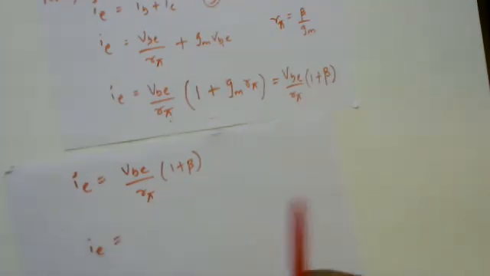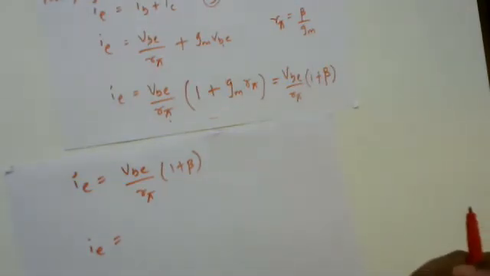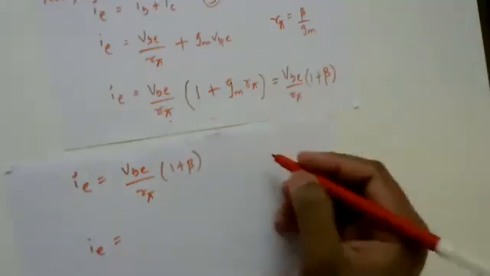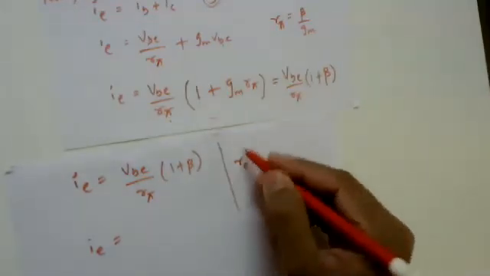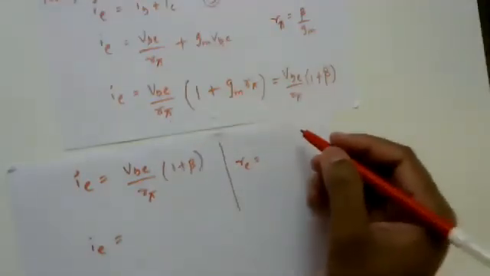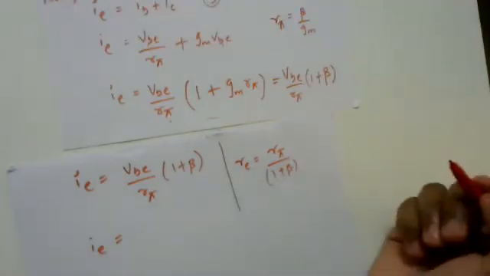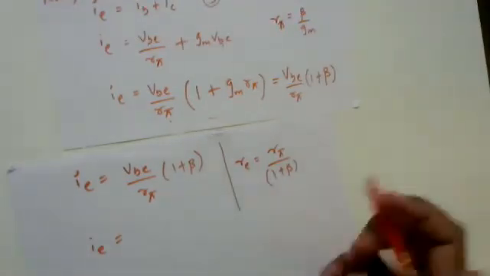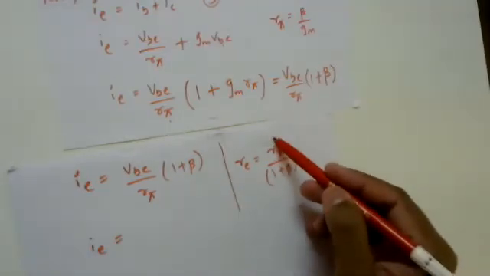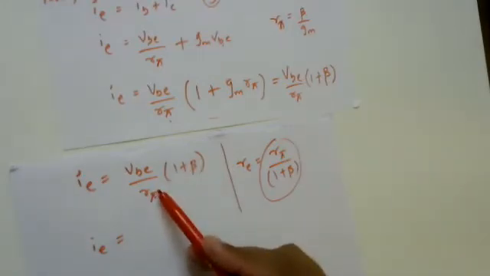Then how can I write the equation for IE now? I'll be using one more fundamental, wherein, as discussed, I can write my emitter resistance RE as R pi divided by 1 plus beta. I hope you remember this. RE is defined as R pi divided by 1 plus beta. So now I'm having the same thing in reverse manner. R pi divided by 1 plus beta, over here I'm having 1 plus beta by R pi.